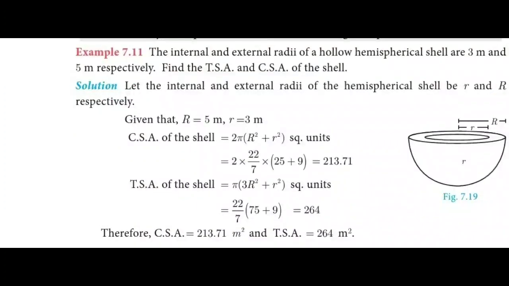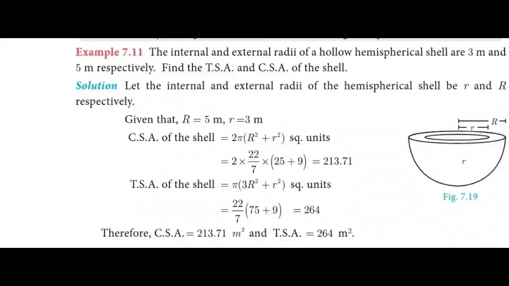Then example 7.11. The internal and external radii of a hollow hemispherical shell are 3 meter and 5 meter respectively. Find the TSA and CSA of the shell. The given question is a direct question. Let capital R be the external radius and small r be the internal radius. Given that capital R, the external radius, is equal to 5 meter and the internal radius small r is equal to 3 meter.